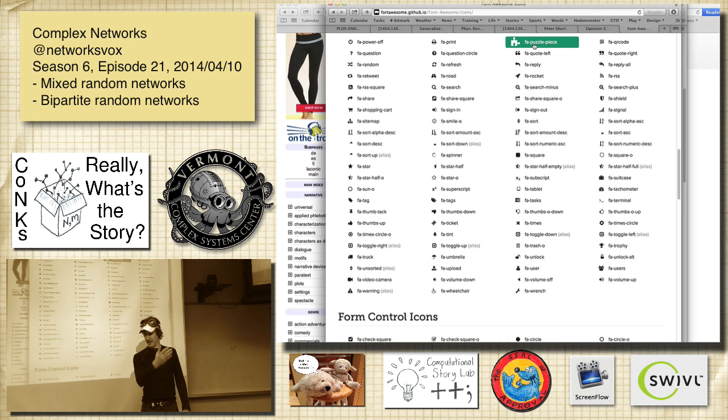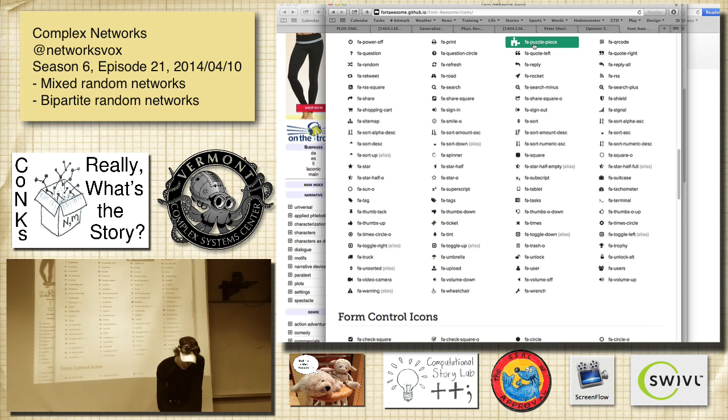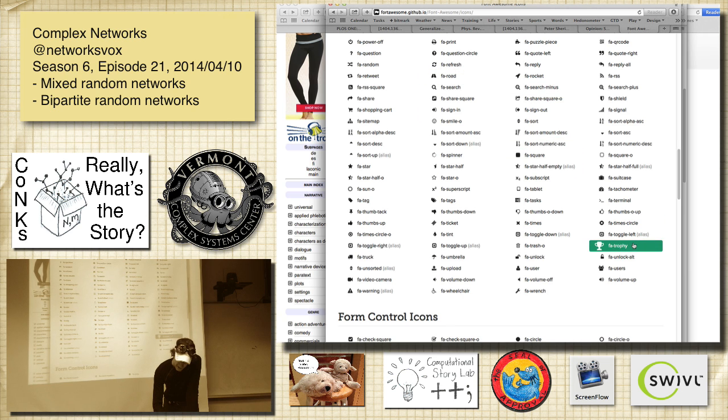That's where I use the little link out of the PDF, puzzle pieces. I have to use the puzzle piece. There must be a reason for using that. Wow. Anyway, so lots of fun there. Trophies, look at that, great. Yeah. All right, so coolness.